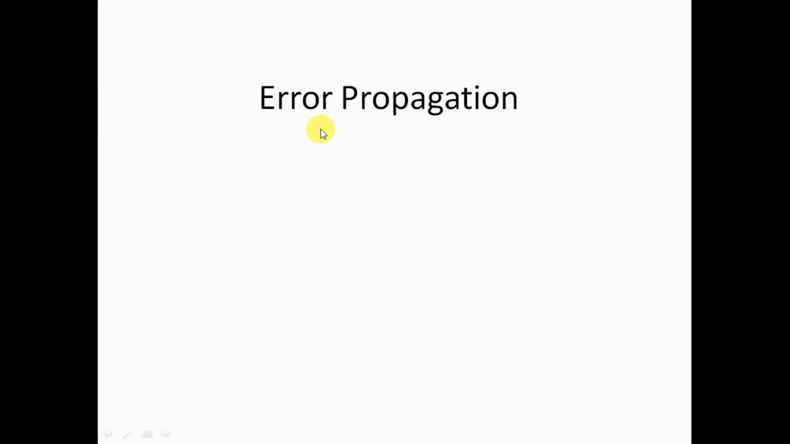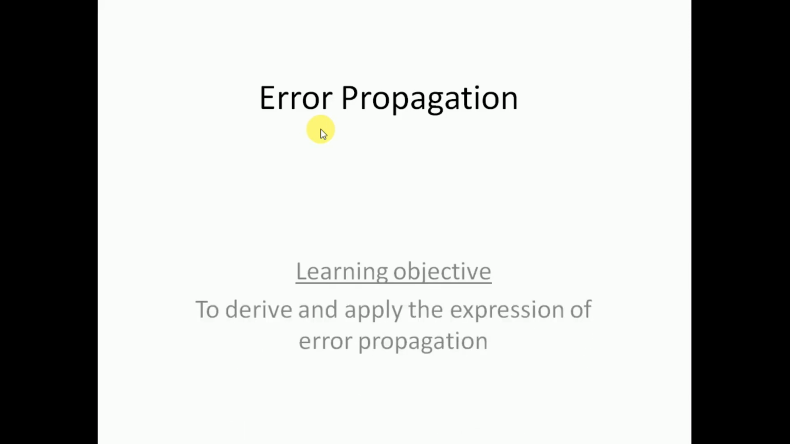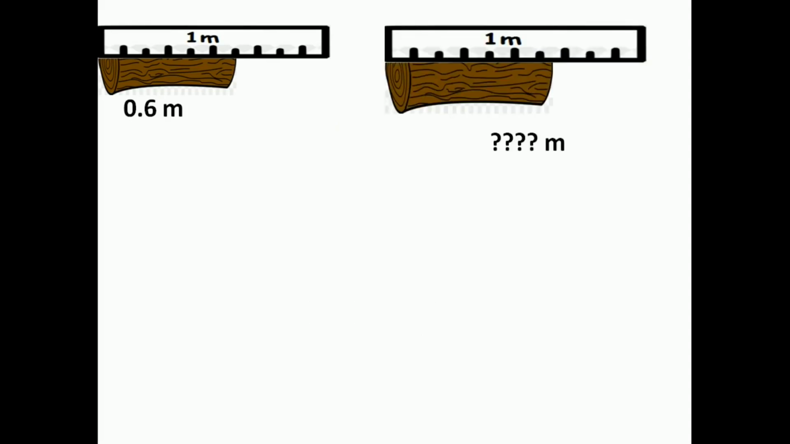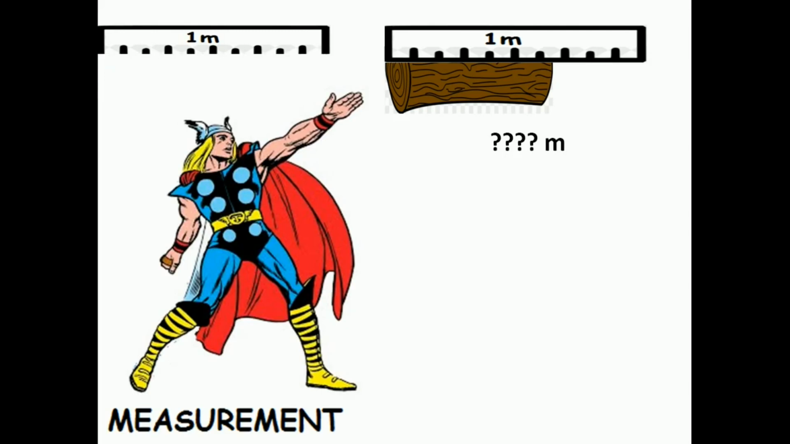This video is about error propagation, and after this video you should be able to derive and use the formula of error propagation. So last time we have seen the process of measurement is not easy, lots of errors come due to different factors, so we don't get the accurate value while measuring. So when we measure something, errors always come with the measurement.